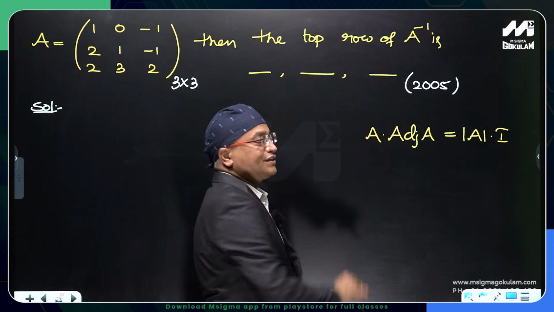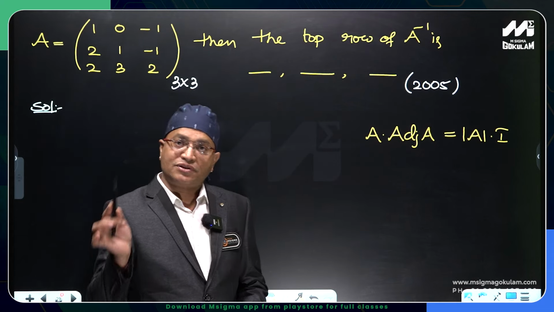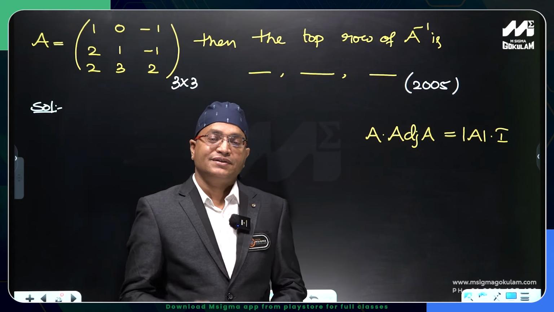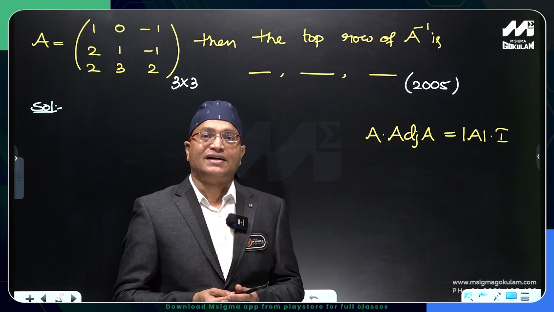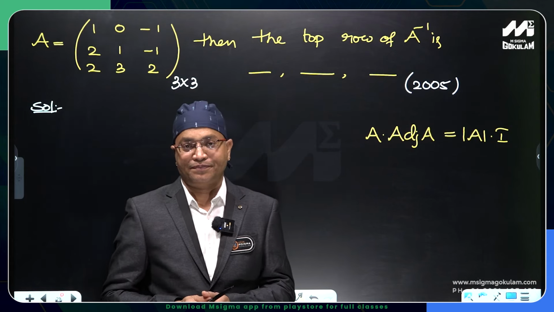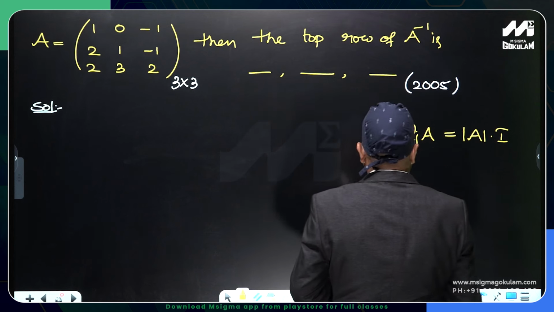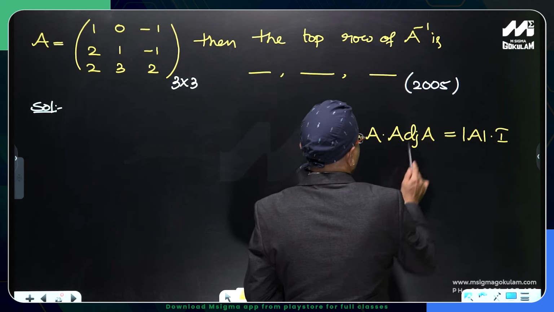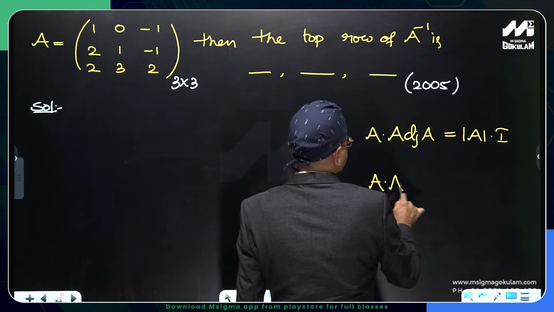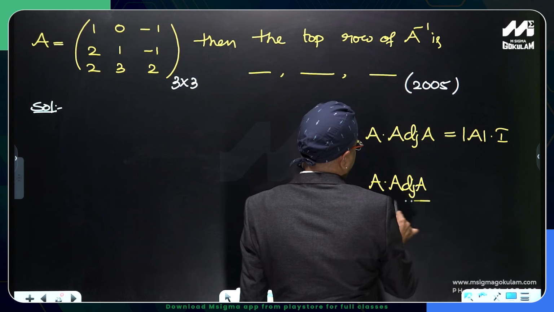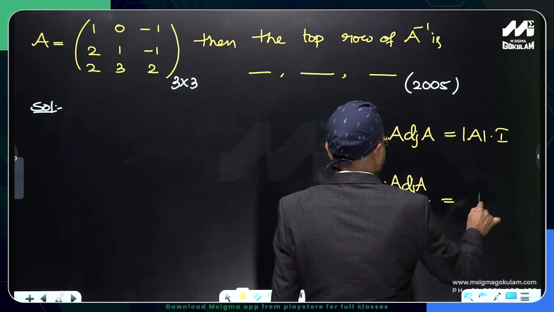So what does adjoint mean? Transpose of cofactors. So how to find that cofactor? I'll explain in this problem. Okay. Now, if this det A is not 0, then you can bring it to the left side: A into adjoint A by det A equals I.